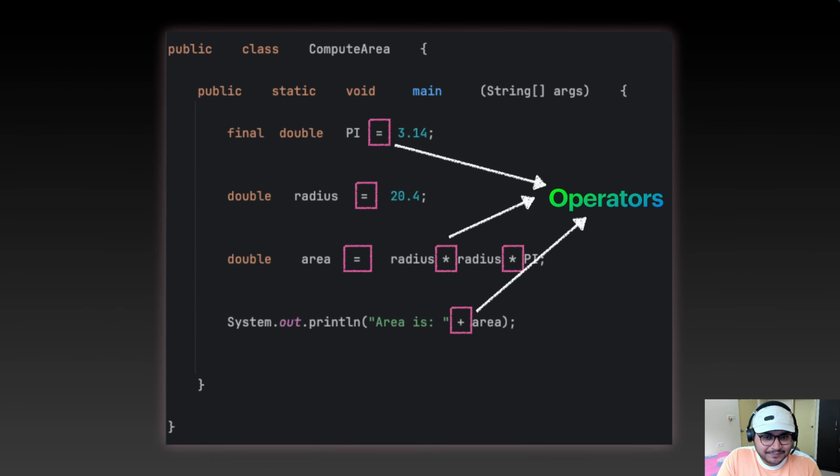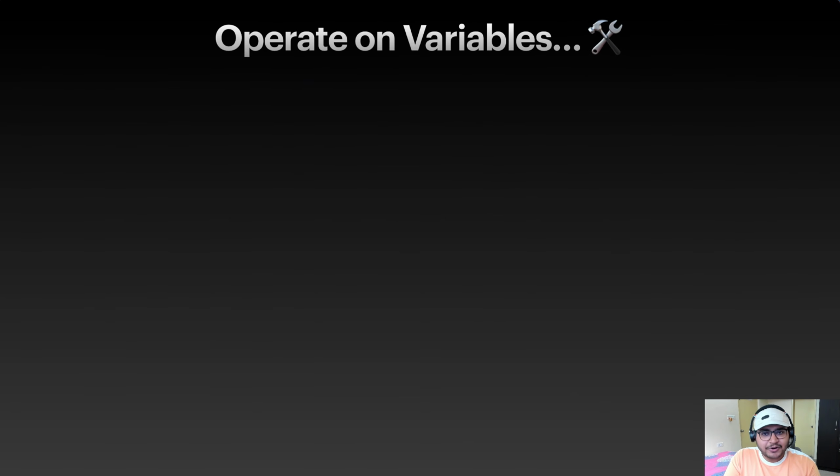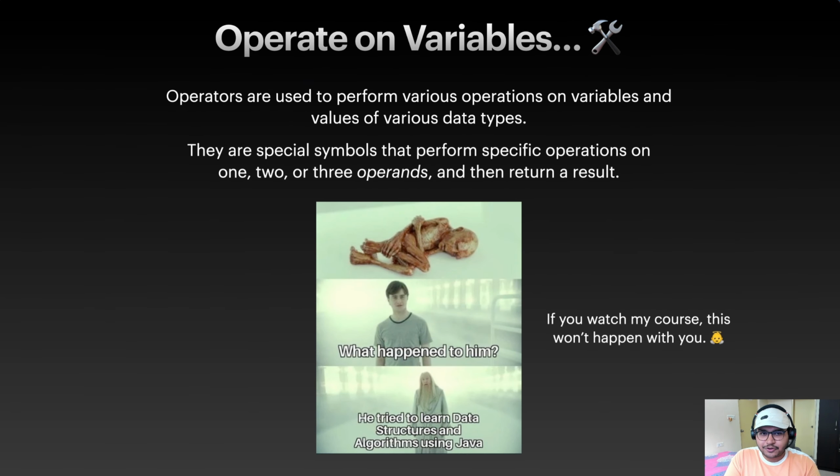Remember this Java program? Symbols like equals, multiply, and plus are all operators. Let's see what operators are in the Java programming language. Operators are used to perform various operations on variables and values across different data types. They are special symbols designed to perform specific operations on one, two, or three operands. And eventually, they all return a result. Remember that. Let's look into the different types of operators in Java.